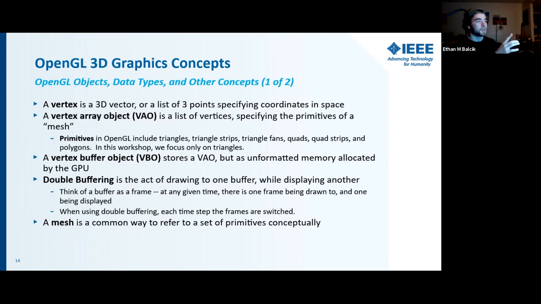Oh, no, sorry. A vertex array object does not exist on your GPU. It exists in the program, and it's just a list of your vertices. A vertex buffer object is the thing that exists on your GPU.